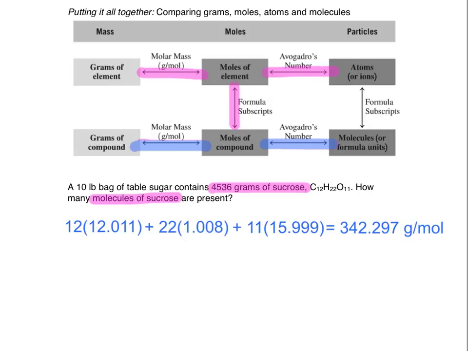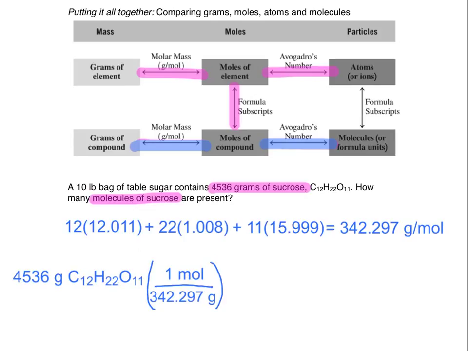So we're going to start with what we know out in the front. So that's 4,536 grams of C12H22O11. And we're going to multiply that by our conversion factor for molar mass, because that's our first arrow here. So we need to determine what goes in the top and what goes in the bottom. We're starting with grams, so that's what we want to cancel out. So we're going to put 342.297 grams in the bottom, and in the top we're going to put 1 mole.